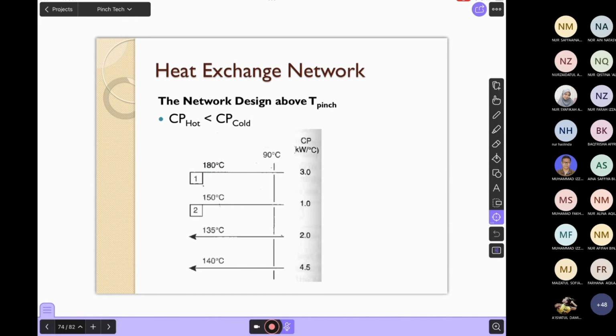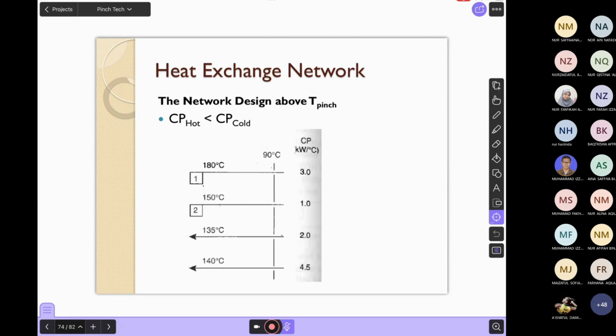What you need to understand is that hot stream always releases energy, and that released energy should be absorbed by the cold stream. So hot stream will release energy, and cold stream will accept the energy. It will absorb the energy, all right?